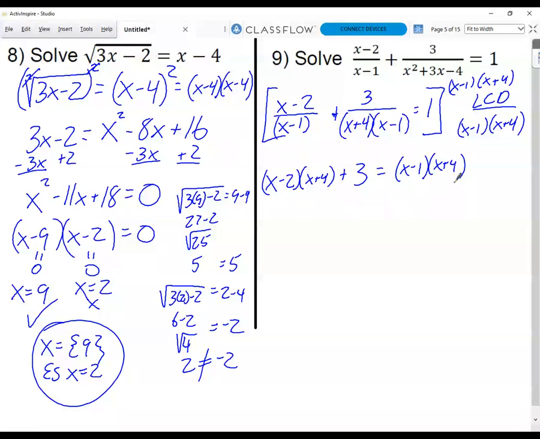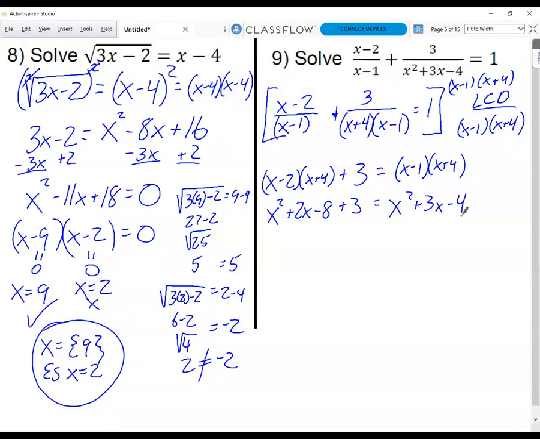And now here you want to do something similar to what you did with number 8. So you want to FOIL this out. We get x squared. X times 4 is 4x, minus 2x, so we're going to plus 2x, minus 8, plus 3. And that's going to equal x squared plus 3x minus 4.